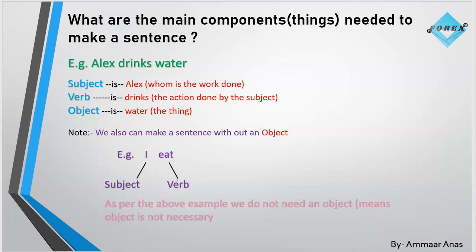And we can also make a sentence without an object. For example, I eat. In this case, we don't need an object as it's not necessary.